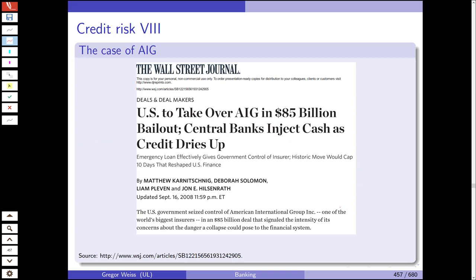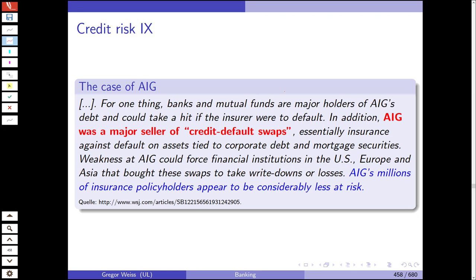A pretty good example for counterparty risk is the case of AIG. AIG was a major market participant in the market for credit default swaps. Credit default swaps are a type of credit derivative in which you swap the default risk, and because it's usually an OTC traded contract, you need a counterparty. And it turned out during the financial crisis that AIG was a major seller of credit default swaps, essentially insurance against the default on assets tied to corporate debt and mortgage securities.